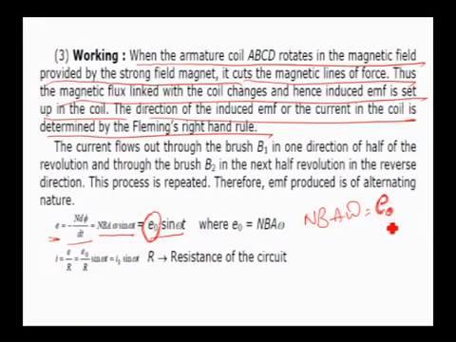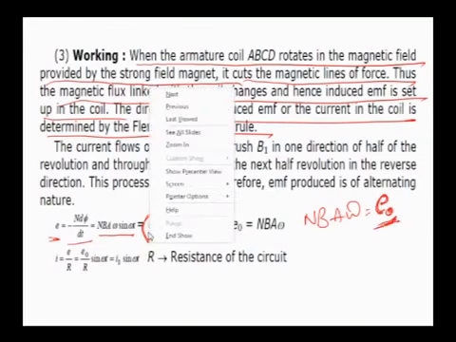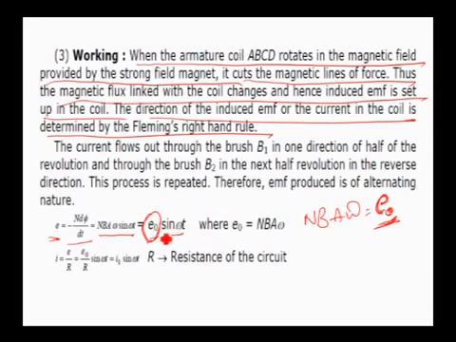E naught is indicating the peak value of the voltage, because whenever the coil rotates, it has been found that the current or voltage generated in the coil is changing periodically both in magnitude and direction. It is just similar to this waveform. So the EMF or current will vary in this manner.